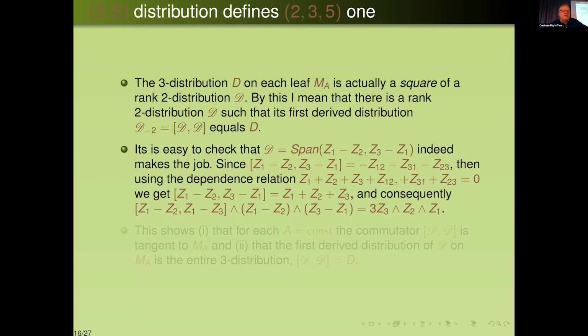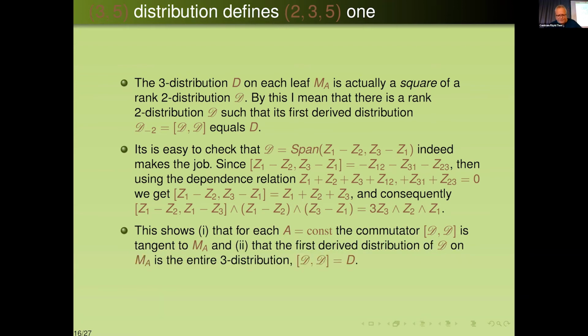Recall that the rank 3 distribution was spanned by Z1, Z2, Z3. So using Z1 minus Z2 and Z1 minus Z3, taking the commutator, I produce the third one. So this calligraphic D is really the square of the rank 3 distribution, right? This shows that for each A equal constant, the commutator is still tangent to the manifold, and the first derived distribution of D is precisely the rank 3 distribution.